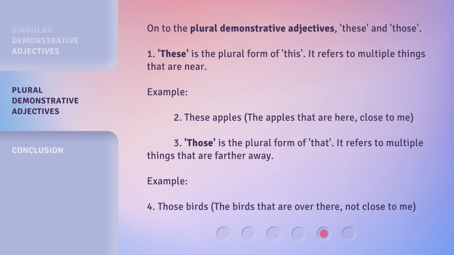3. Those is the plural form of that. It refers to multiple things that are farther away. Example: 4. Those birds, the birds that are over there, not close to me.